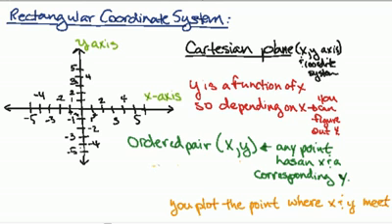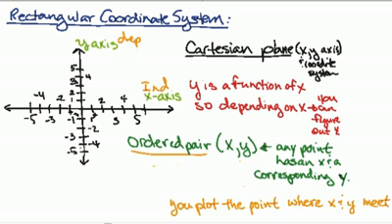So x is the independent axis, and y is dependent on what x is. That's what it means when we say y is a function of x. Depending on what x is, you can plug into your function and figure out what y is. And then once you have an x and a y, those are referred to as ordered pairs.